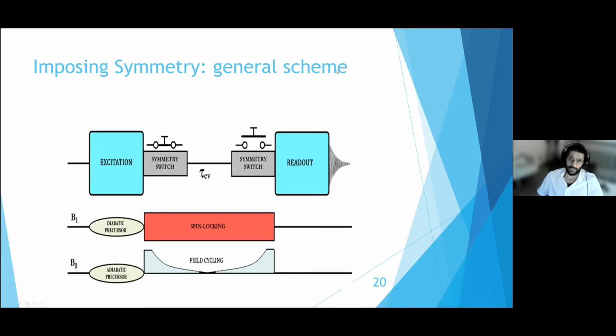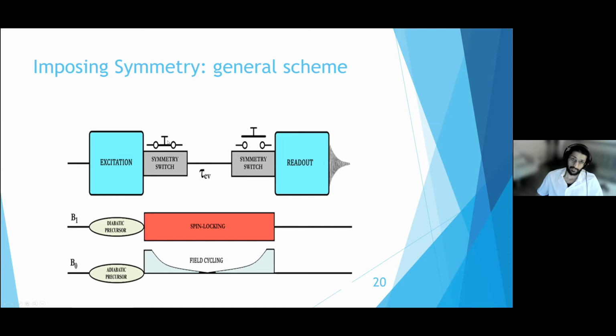And the general scheme of these experiments is going to look like this. So you excite your singlet order. You apply some form of symmetry switch, which I've notated here. This is simply removing any of your symmetry breaking terms to preserve your singlet order. You let it evolve. Then you reintroduce these symmetry breaking terms, and you read out what's left of your singlet order. You measure a signal.